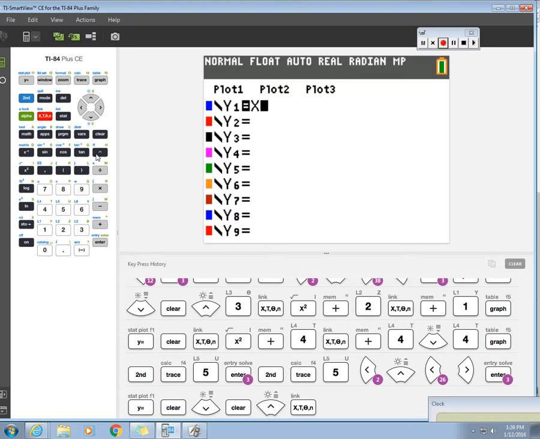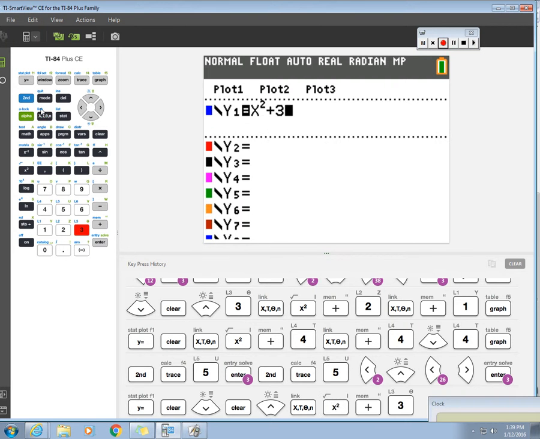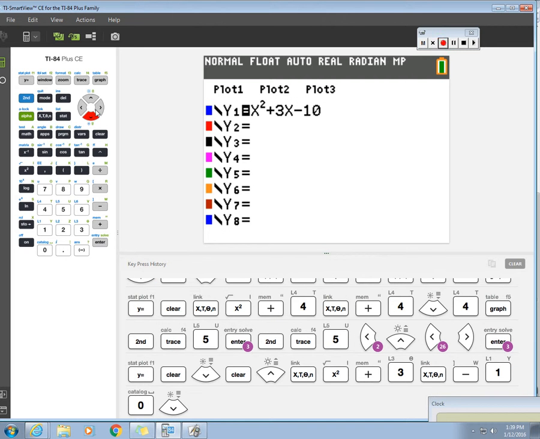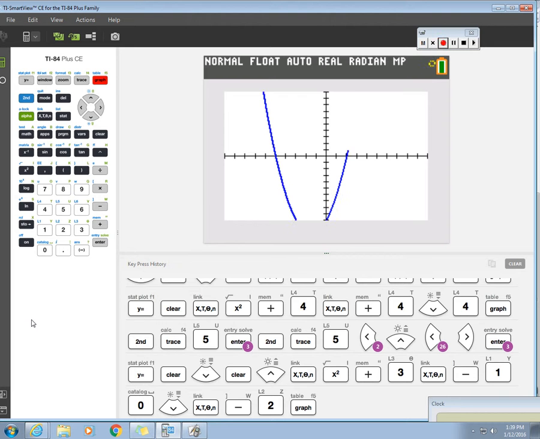Right, x squared plus 3x minus 10. And what's the second equation? Okay, so again, we're dealing with a parabola and a line. How many intersections do you see? 2. How do we find them?